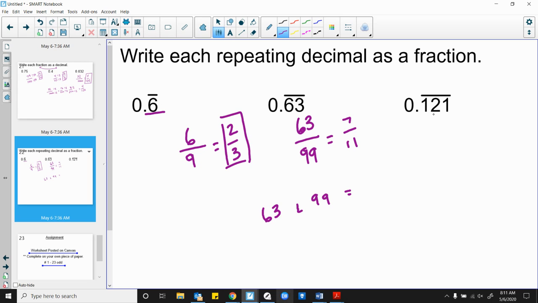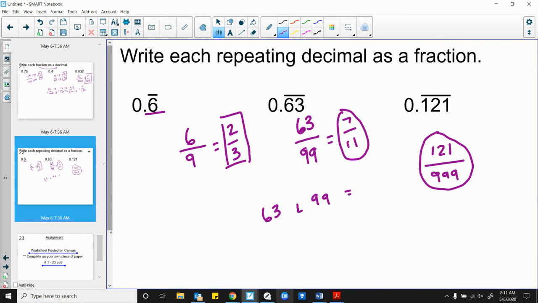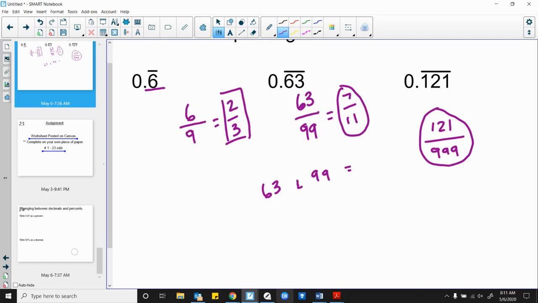All right, and then the same thing here, it's 0.121 repeating. Now this time it goes to the tenths, hundredths, thousandths place. I'm going to take 1,000 minus 1 and set it over 999. And that is the simplified fraction there. Once you plug it into your calculator, you see that it does not simplify at all. Okay? So that is repeating decimal to fraction.